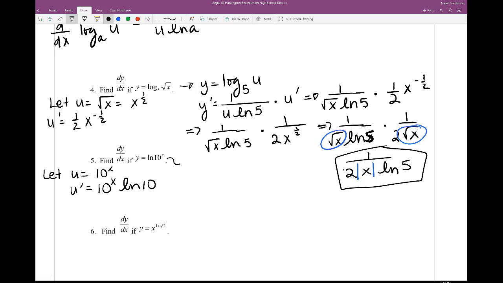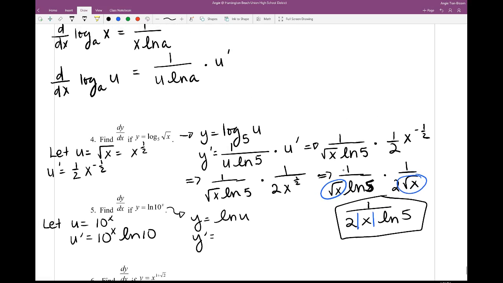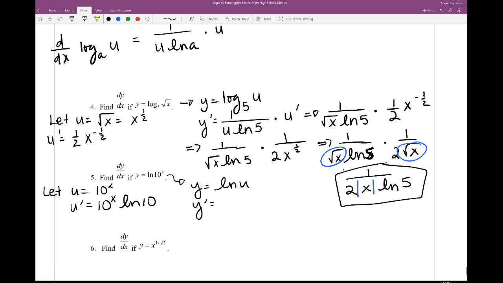Now I'm going to rewrite this as y equals ln of u. So now let's take y prime. Do we know the rule for natural log of u? What's the rule for the derivative of natural log of u? Did you say it's 1 over u times u prime? Of course, good job. All right, from here, we will continue further.